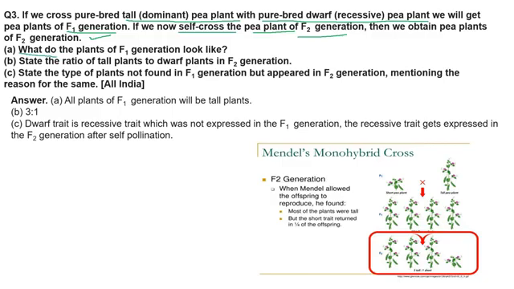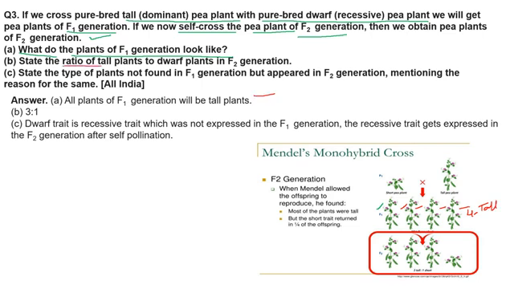What do the plants of F1 generation look like? All plants of F1 generation, here you can see how they look. Plants of F1 generation, they look like all tall plants here, all are tall plants, all 4 plants are tall. So here you can write down F1 generation, all are tall.